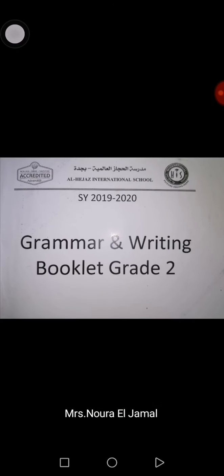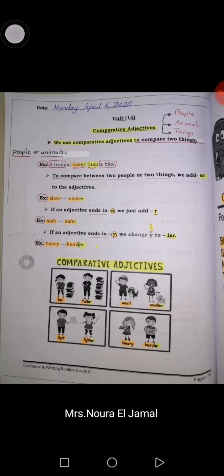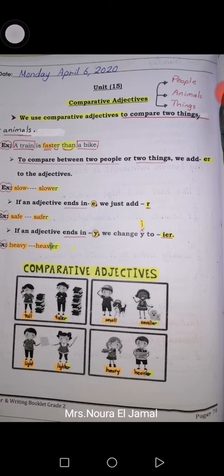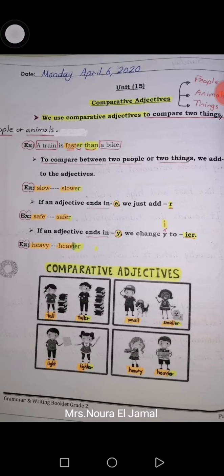Let's move to the grammar and writing booklet. Open your grammar and writing booklet, page 78 first. Today is Monday, April 6, 2020. Comparative adjectives. We use comparative adjectives to compare two things, people, or animals. So we compare between two people or two animals or two things using the adjectives.